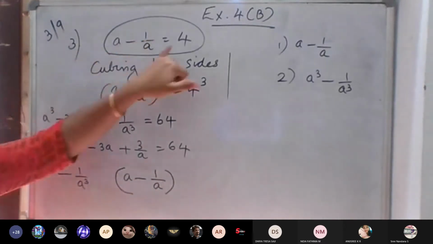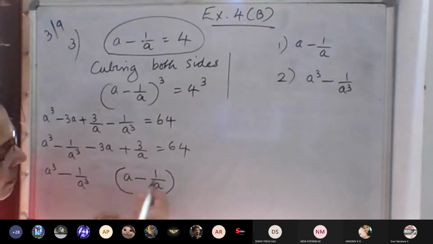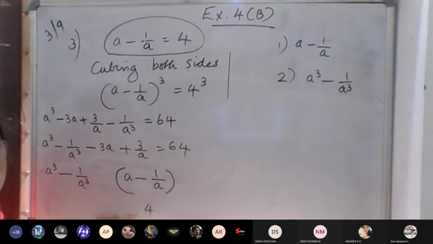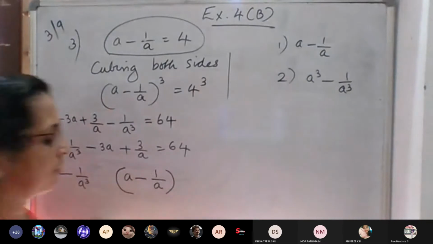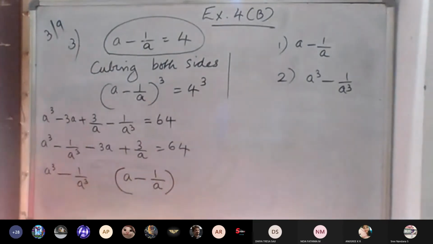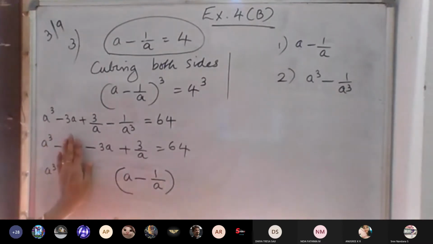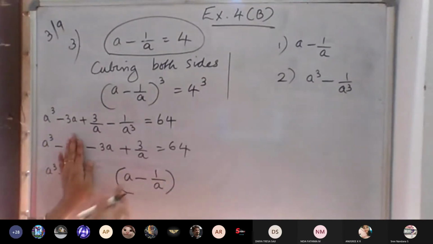We have a minus 1 by a. So instead of a minus 1 by a, we can replace it as 4. That's why we are writing a minus 1 by a. So if we write a minus 1 by a, negative up to this is completed. We need negative 3a, but we have only a.